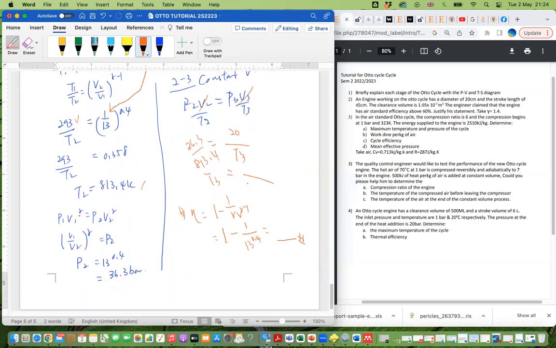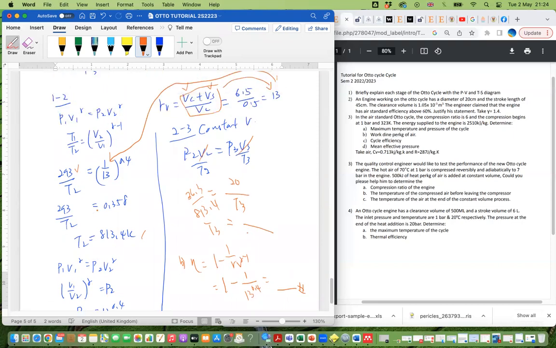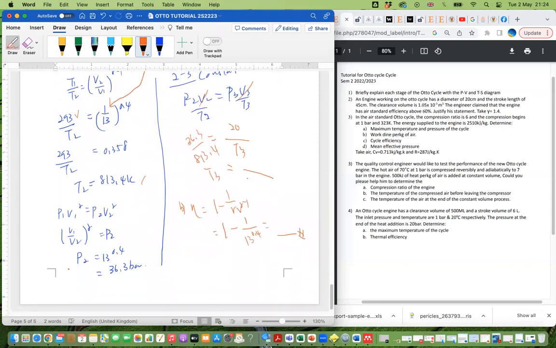Okay, P1 V1 power of gamma equals P2 V2 power of gamma. So then we rearrange again, and we can find that V1 over V2 power of gamma equals P2 over P1, because the P1 is equal to 1. So it's very easy, you can find your P2.